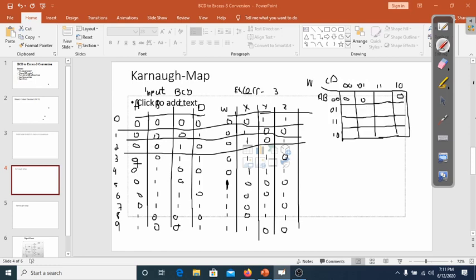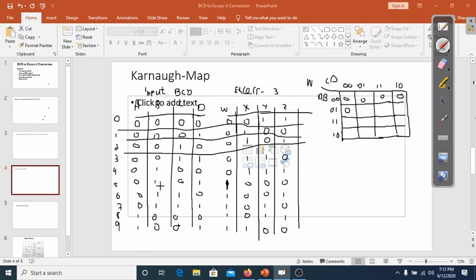So for this combination, W is 0. When AB is 0 and CD is 1, here I will incorporate 0. Now for this combination, A is 0, B is 1 and C and D are 0. So the output is 0 for this combination.